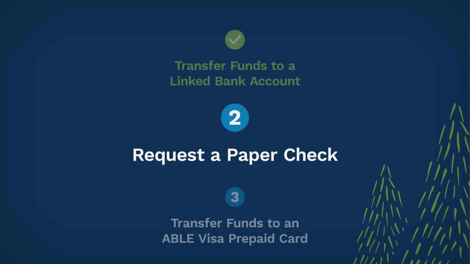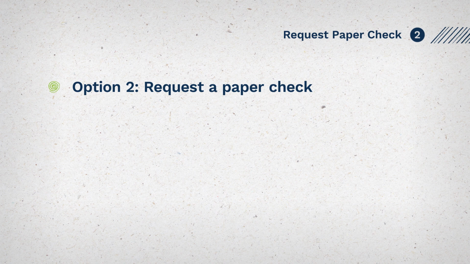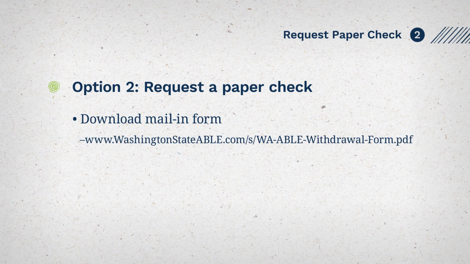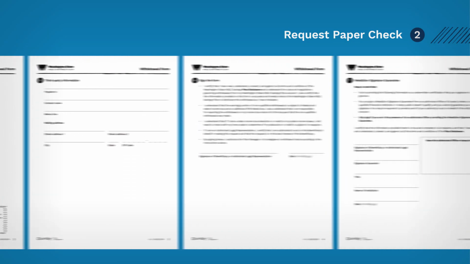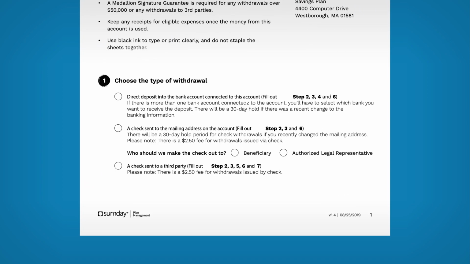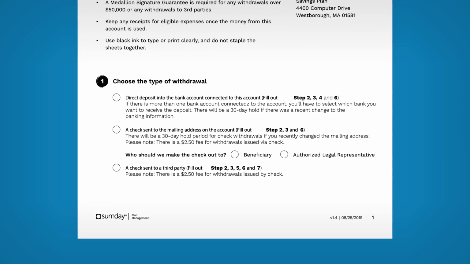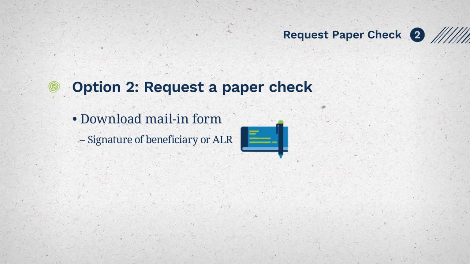Option 2. Request a paper check. To request a paper check as a type of withdrawal from an ABLE account balance, download and print the mail-in withdrawal form. Follow steps 1, 2, 3, 4, and 6 on the form to make a withdrawal from an ABLE account. In Step 1 of the paper form, be sure to select the second bubble, a check sent to the mailing address on the account. Make sure to specify the check should be made out to the beneficiary or the ALR.